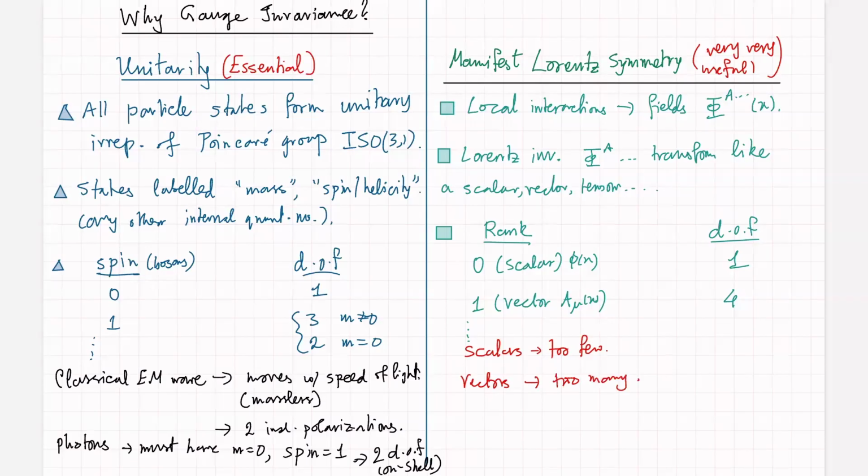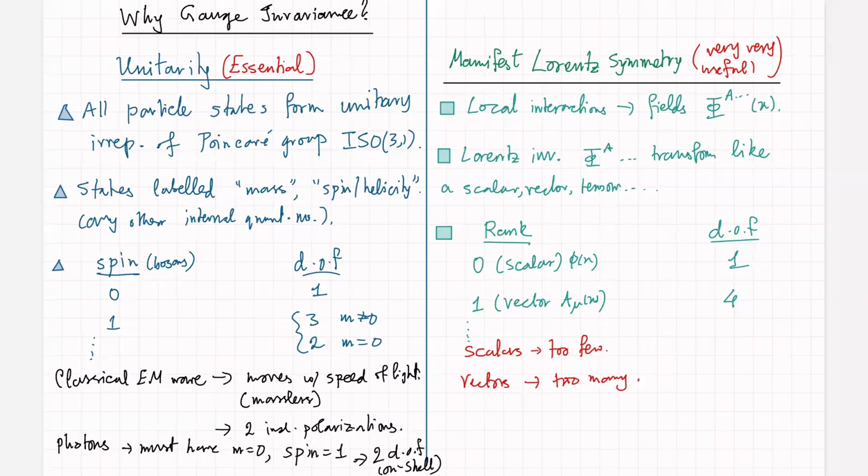Matrices. Sorry? Matrices. There are no matrices here. Rank 2 matrices? Oh, okay. Yeah, rank 2 will be a tensor, but it will have even more than 4, right? We are trying to find a field variable which will have exactly 2, ideally.